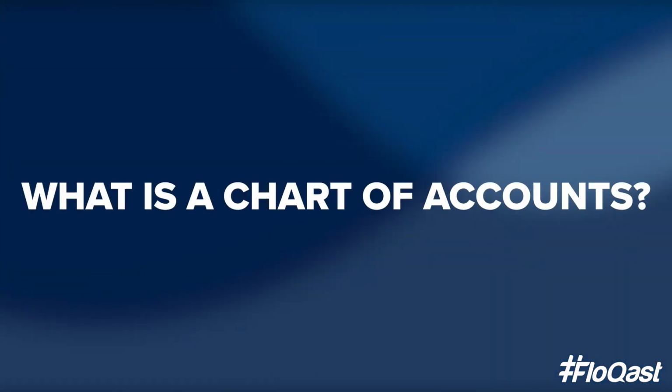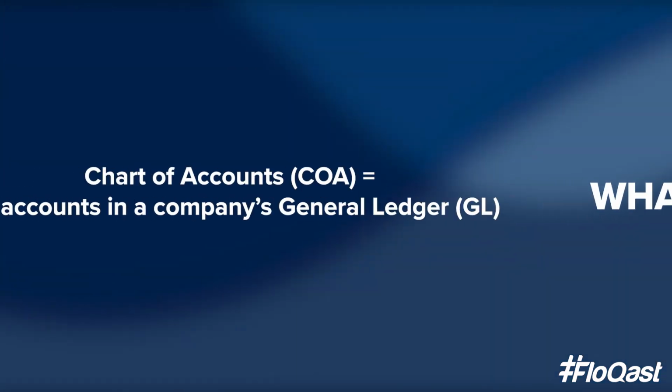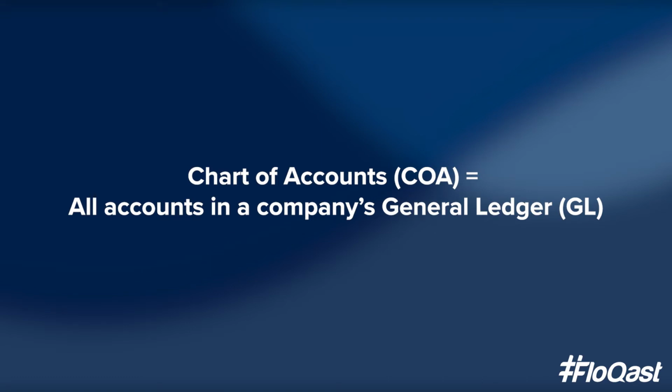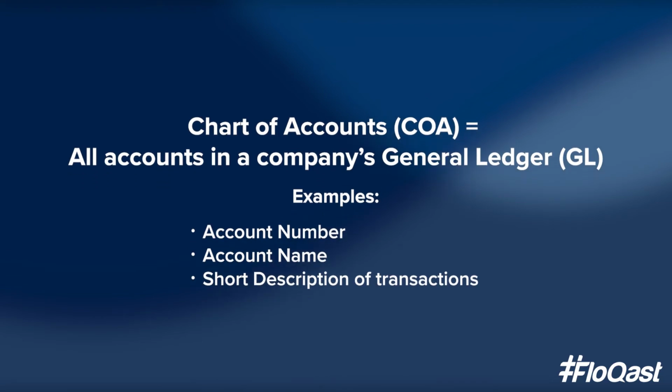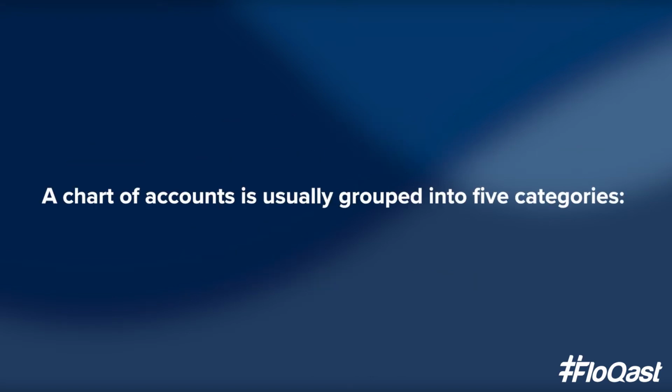So what exactly is a chart of accounts? Basically, a chart of accounts, or COA, lists all the financial accounts in a company's general ledger, also known as the GL. This list includes an account number, account name, and a short description of the types of transactions recorded in specific accounts.